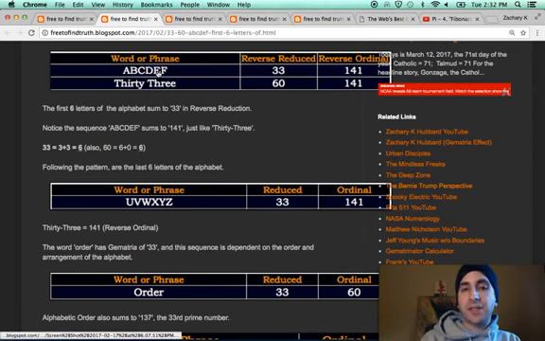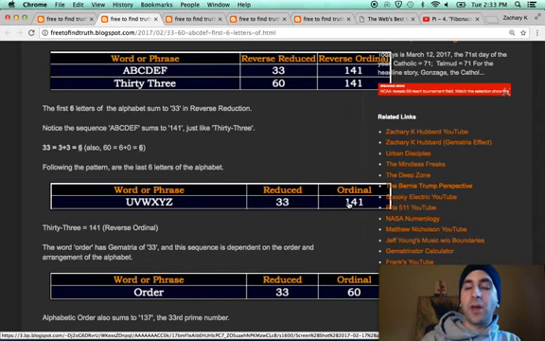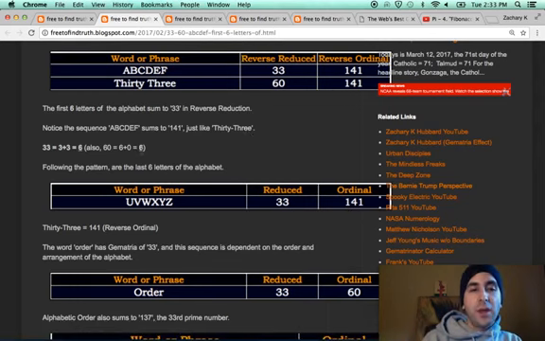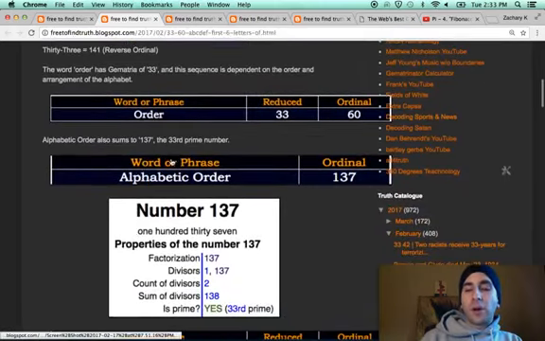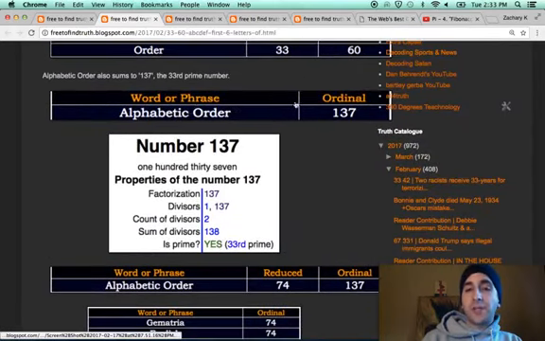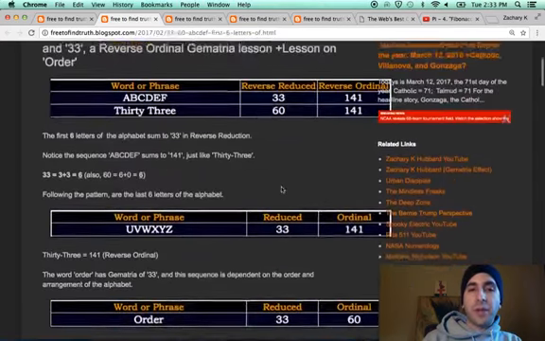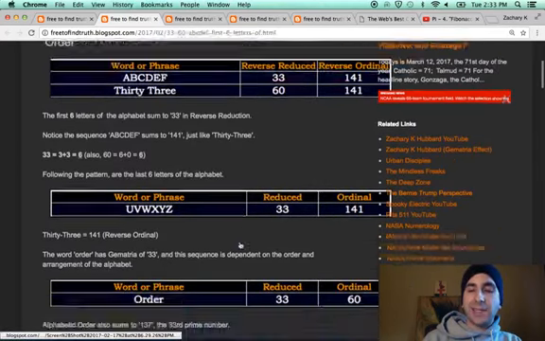The first 6 letters of the alphabet sum to 33 and 141. The last 6 letters of the alphabet also sum to 33 and 141. The alphabetic order, very well sequenced, very well mathematically thought out. What I am showing you is just the beginning. Alphabetic order in gematria also sums to 137, which is the 33rd prime. Order 33, the first 6 letters, the last 6, 33.